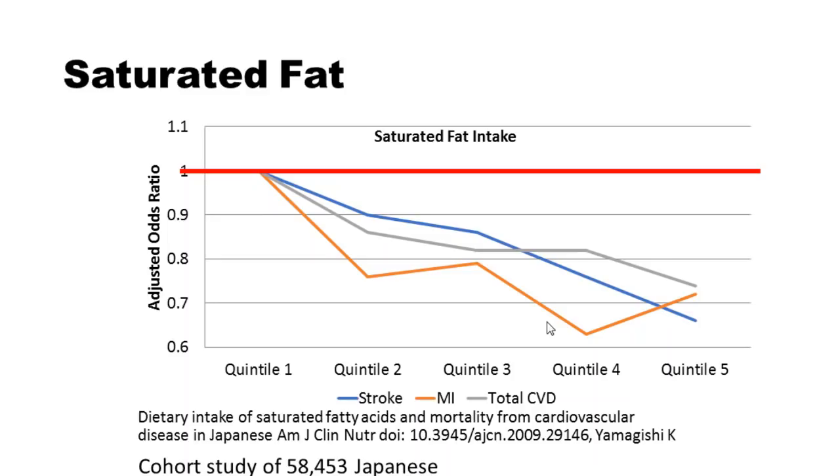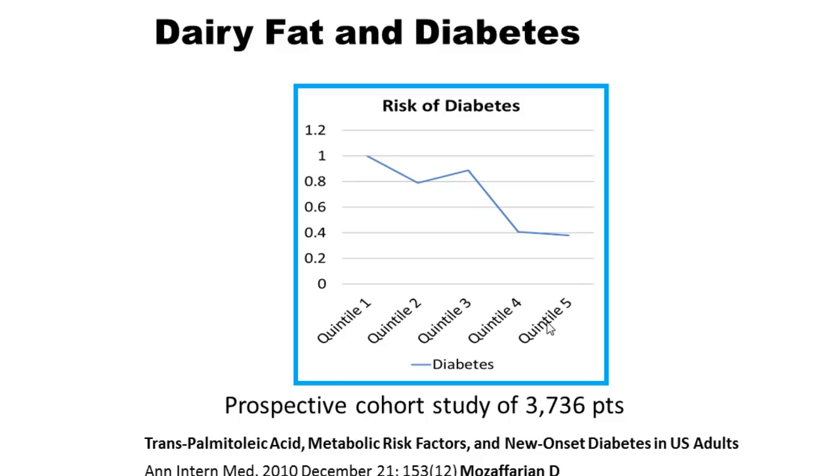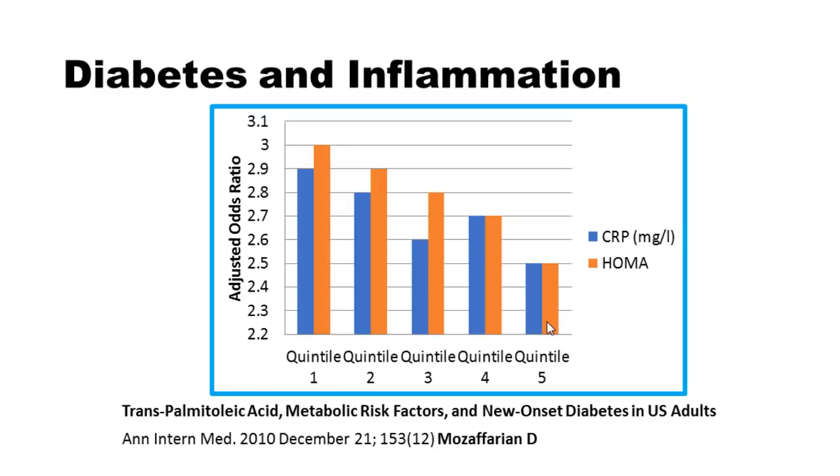So again, quintile 5 is eating the most saturated fat, and they have substantially less heart disease than the others. Risk of diabetes shows the same thing. So the more fat you eat, the less diabetes that you get.